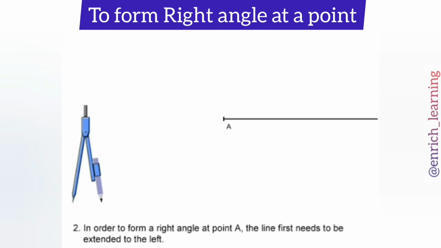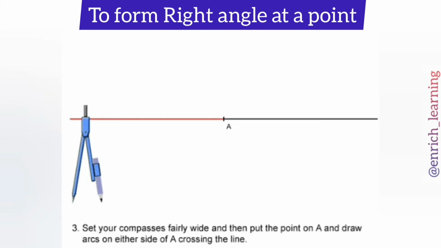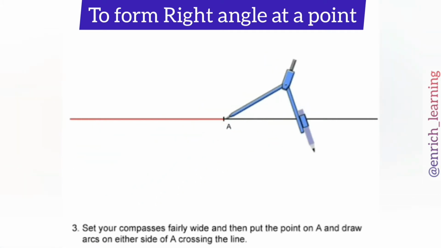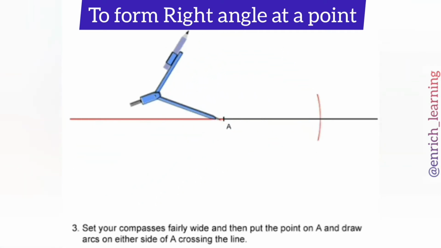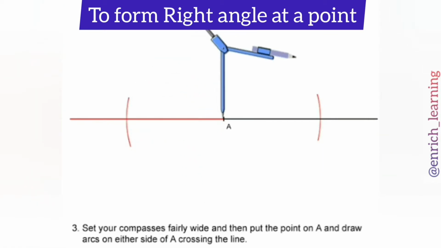In order to form a right angle at a given point A, the line first needs to be extended to the left. Then set your compasses fairly wide, put the point on the point A, and draw arcs on either side of A crossing the line, as depicted in the above diagram.